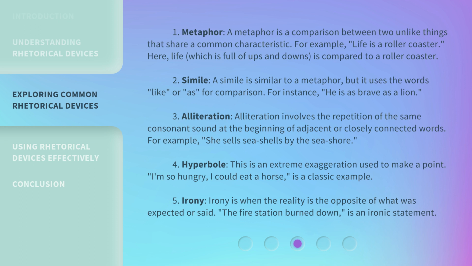3. Alliteration. Alliteration involves the repetition of the same consonant sound at the beginning of adjacent or closely connected words. For example, she sells seashells by the seashore. 4. Hyperbole. This is an extreme exaggeration used to make a point. I'm so hungry, I could eat a horse, is a classic example.